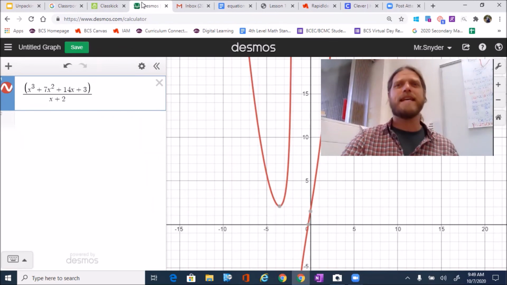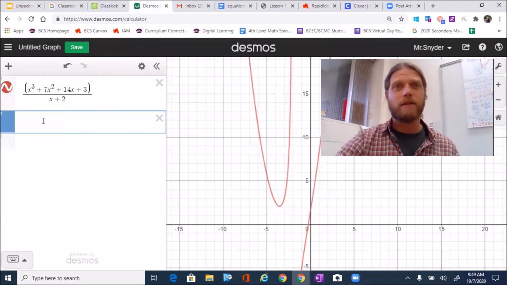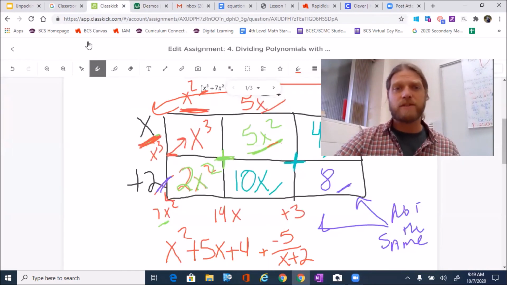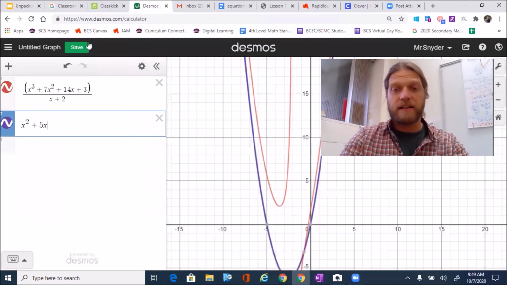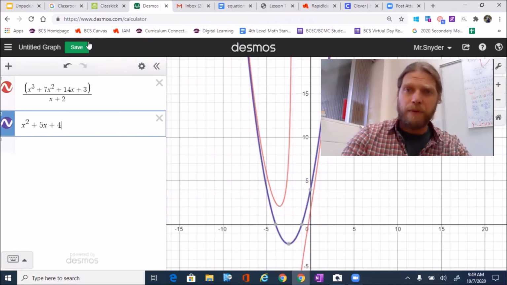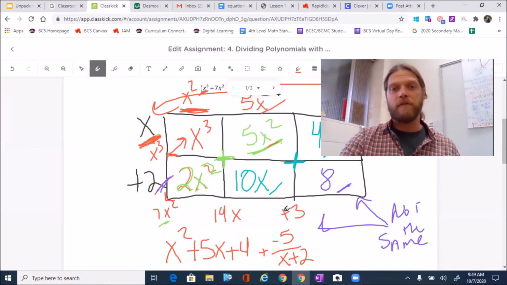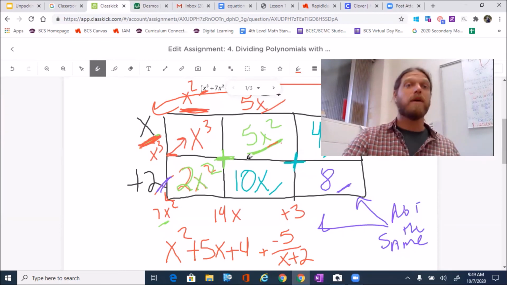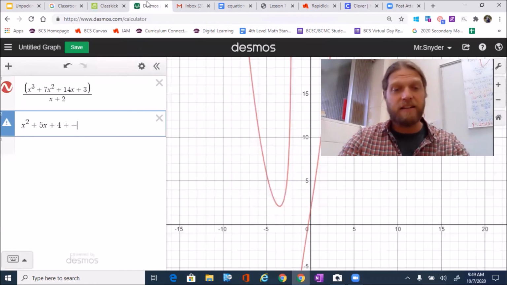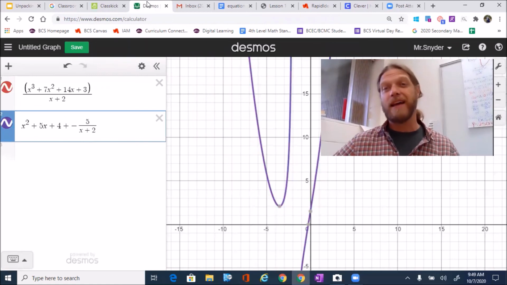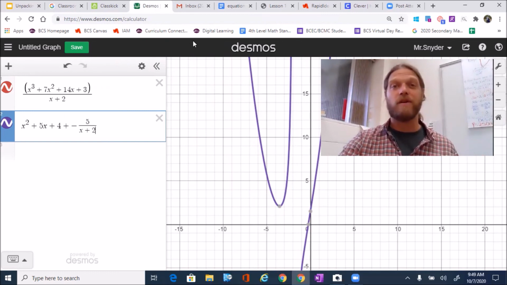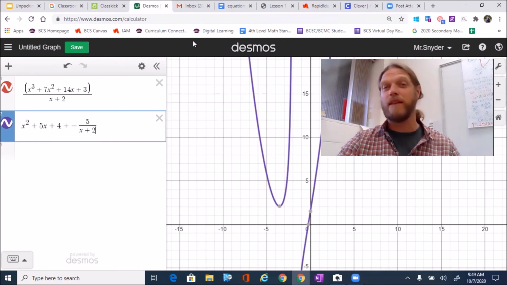The second thing we do, we take our answer, we plug it right into cell number 2, and our answer was x squared plus 5x plus 4. So I come over here, I type it in x squared plus 5x plus 4. And then I need to put the addition sign on there, and I'm going to type in that remainder, -5 over x plus 2. So I come over, I type in -5 divided by x plus 2. And boom! How do I know I did it right? Because the answer we got completely overlaps the original problem that we had. That tells us we're doing things good. We're dividing polynomials correct, even when there's remainders.